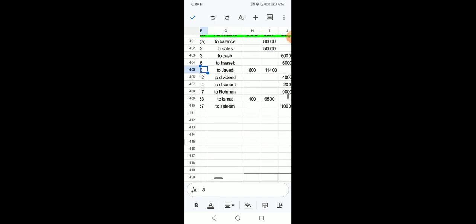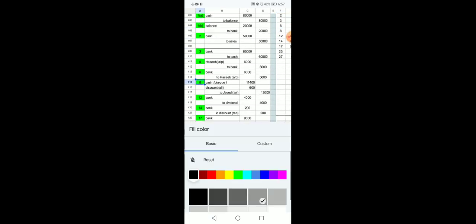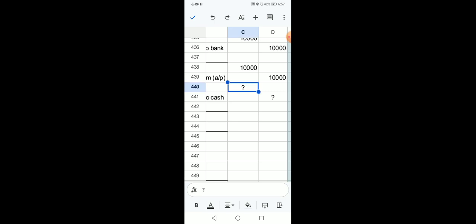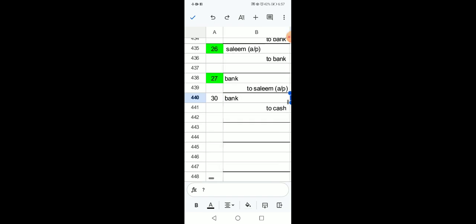All right, our problem has been solved, and I just want to repeat why we are using the same line, because the reference of 600 and the reference of 11,400 is the same, which is Javed, and the date is the same, so we have used the same line. In this way our entry number 8 has been completed, and in other words that missing entry is completed, all entries are now completed, and we were willing to calculate the amount which we are supposed to write on the 30th entry.